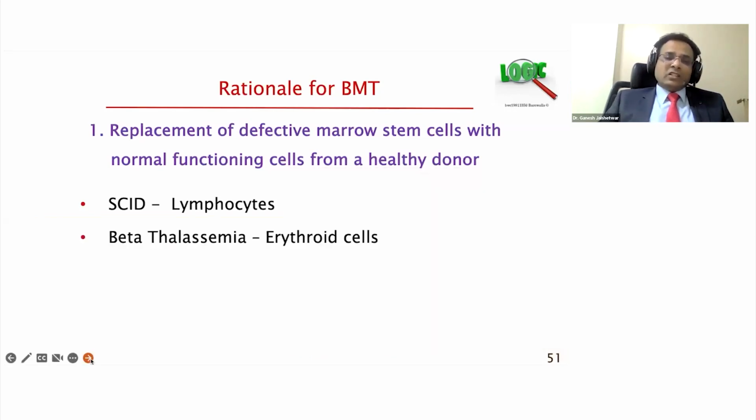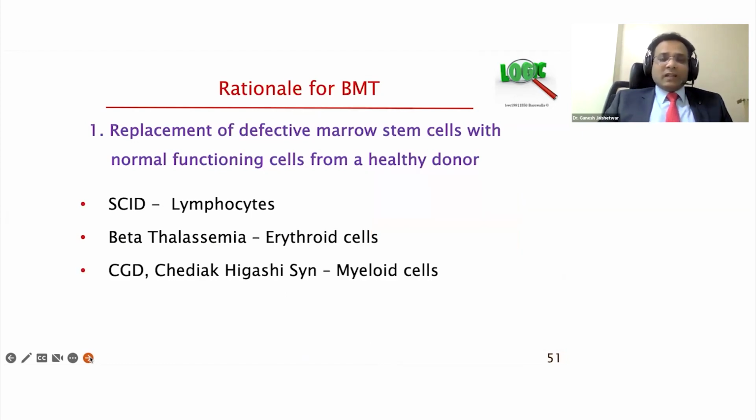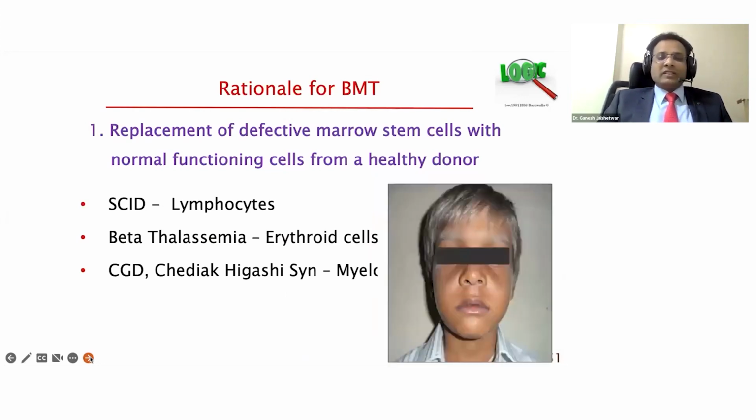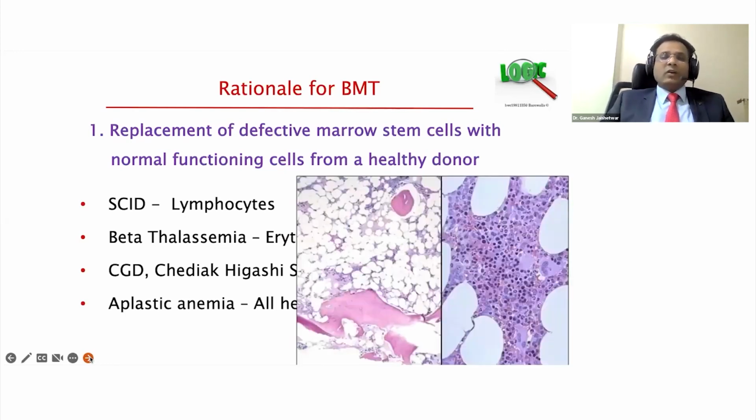Again, in conditions like hemoglobinopathies like thalassemia, where erythroid cells are defective and these typical facies are because of the expanded erythron, again the bone marrow transplant can be curative. And again, when myeloid cells are defective, like in various diseases like Chediak-Higashi, chronic granulomatous disease, again a boy with Chediak-Higashi syndrome, you can see gray hairs, again bone marrow transplant is curative. And when all the three hematopoietic lineages are defective, like we have seen with our first case, in conditions like aplastic anemia or inherited marrow failure syndromes, the bone marrow transplant is curative.